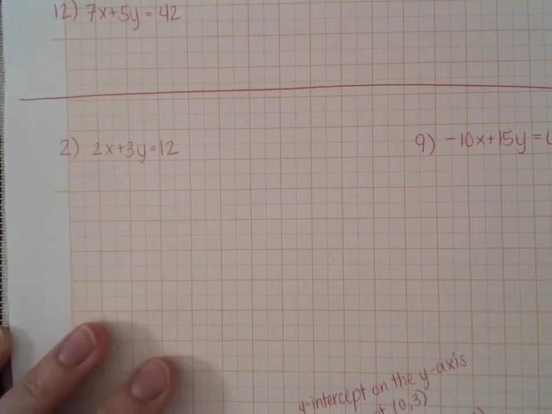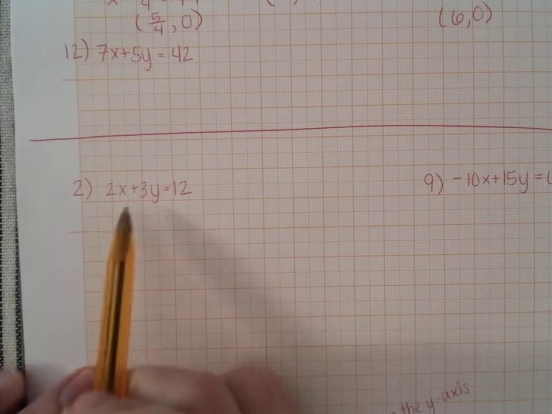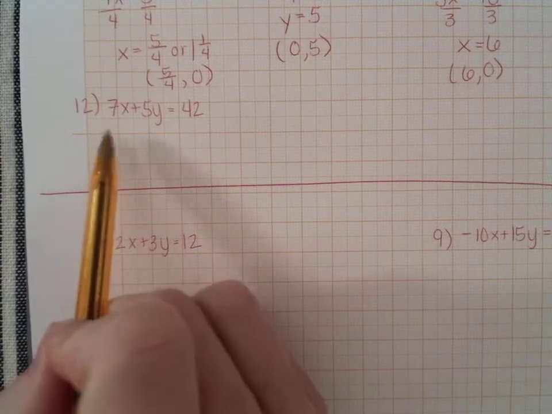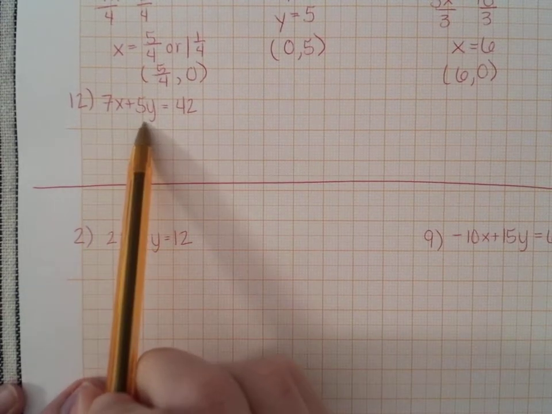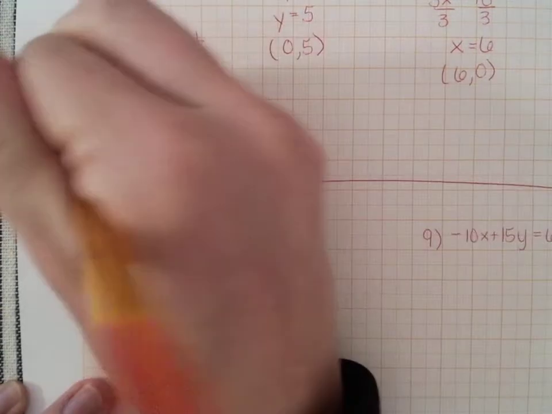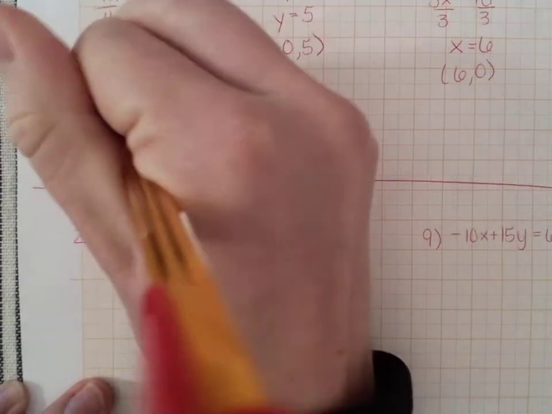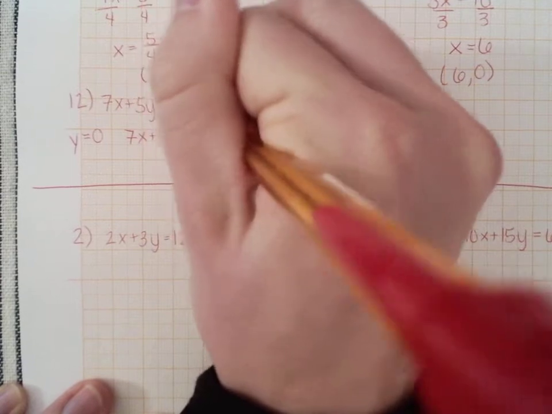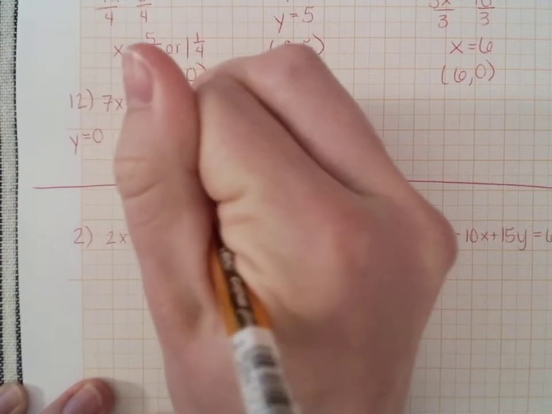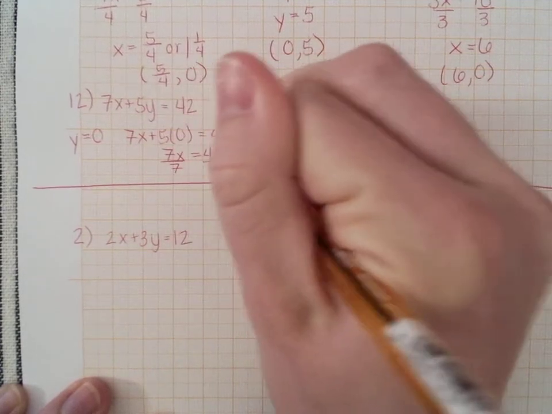So the next set of problems, these are where you have to solve for the intercepts and then graph them. So we're going to start out with number 12, which I skipped. It's the same thing, so you want to solve it again for y equals 0 and x equals 0. So when y equals 0, I substitute 0 in place of y. So I have 7x plus 5 times 0 equals 42. So 7x equals 42. Divide both sides by 7, and x is equal to 6.